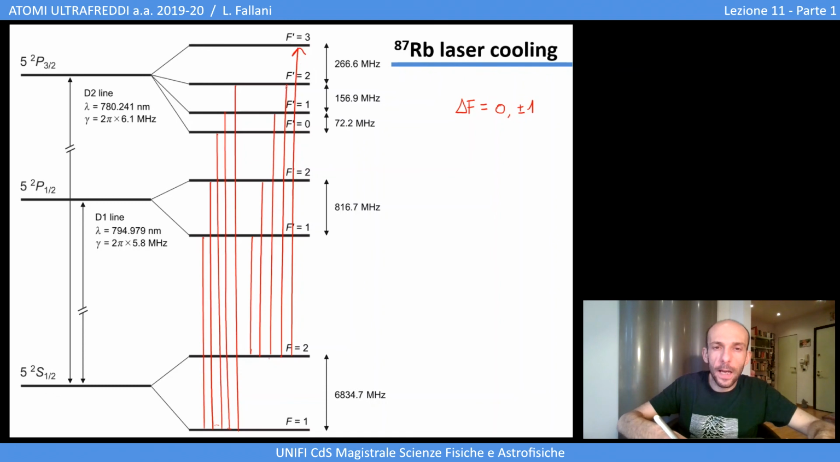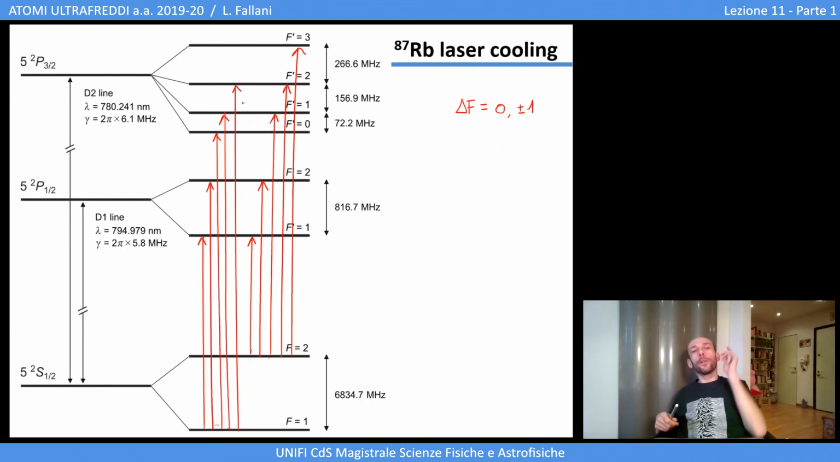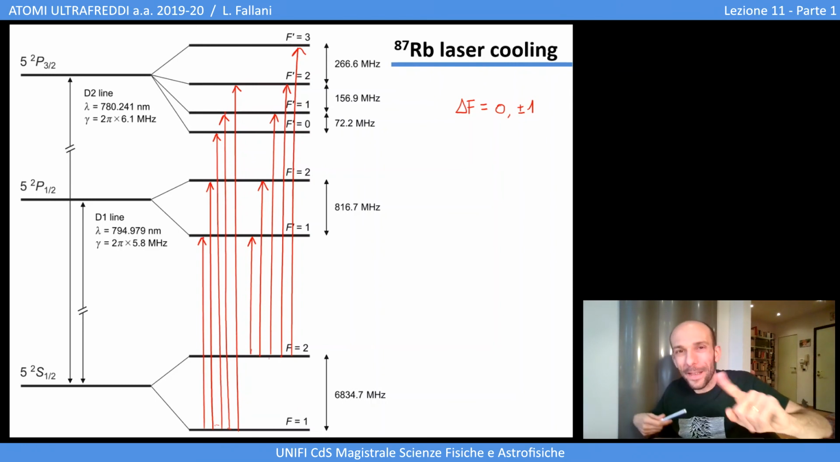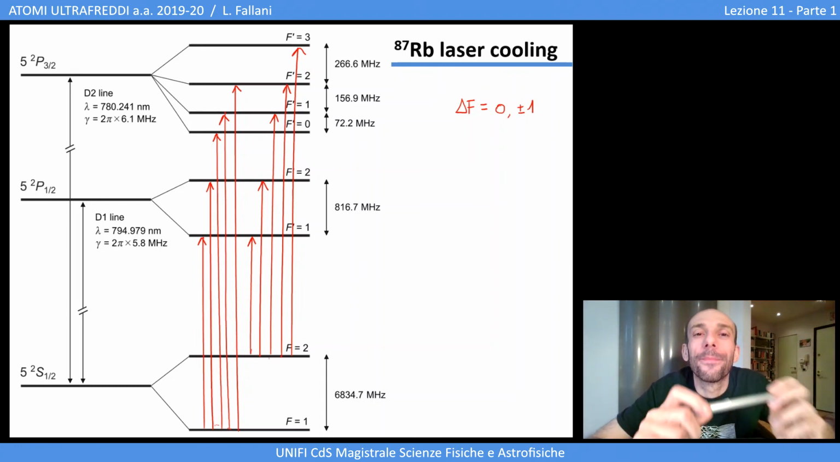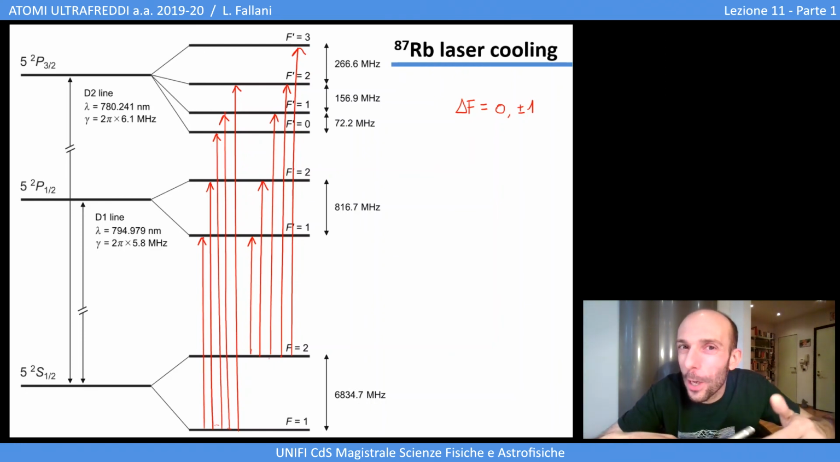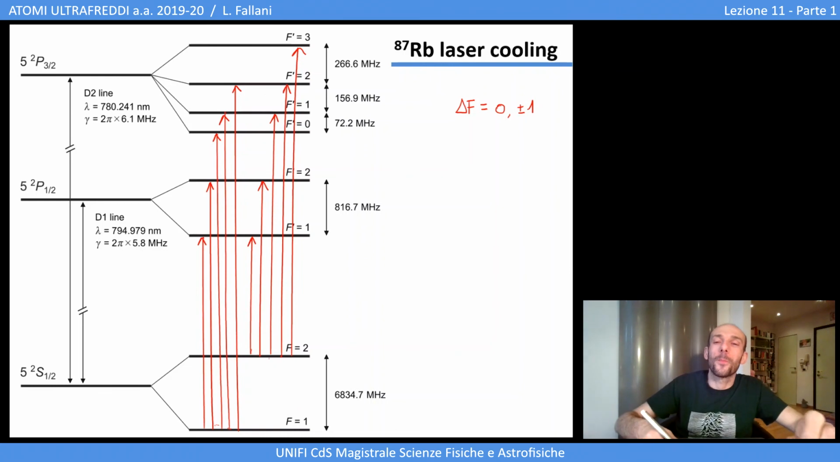So 5 more possible choices. So now you have to decide which of these transitions is better, if there is a better transition than others. Now, the answer is that only one can be used. And why is that? Because basically, when you perform laser cooling, and we have already introduced this idea, you need a closed transition.